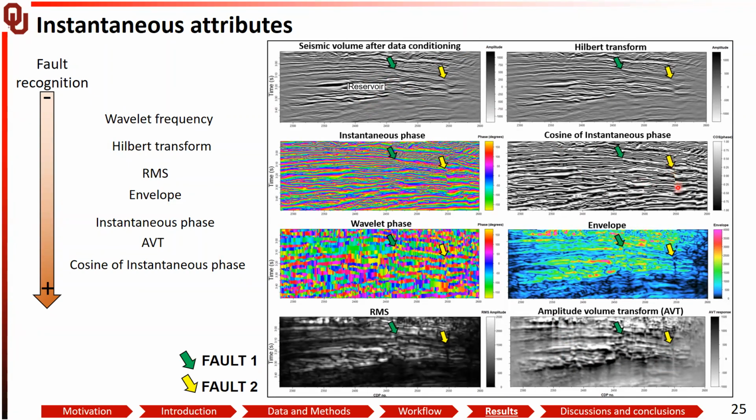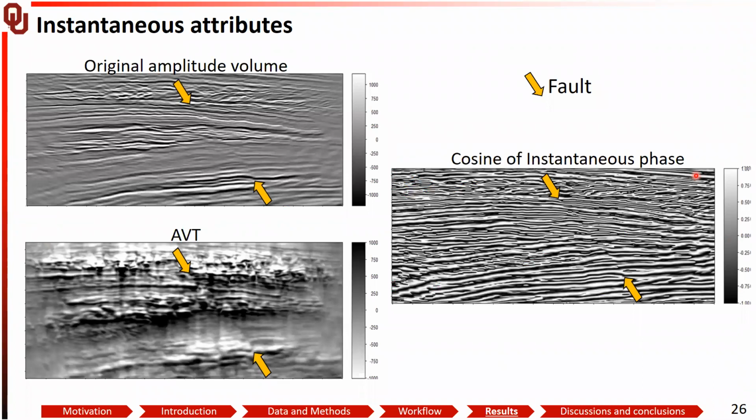And we have a very sharp limit for these discontinuities. So it's an important aspect. When we look in more detail at another section, again, we have these subtle variations here in this region, the response of the amplitude volume transform, the cosine of instantaneous phase giving me this anomaly.